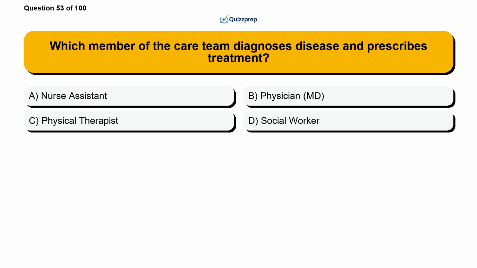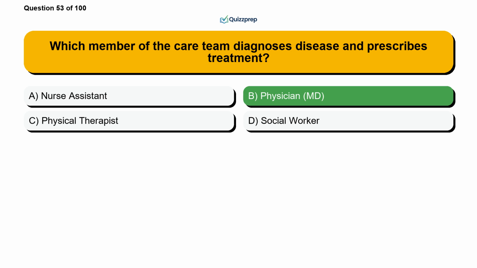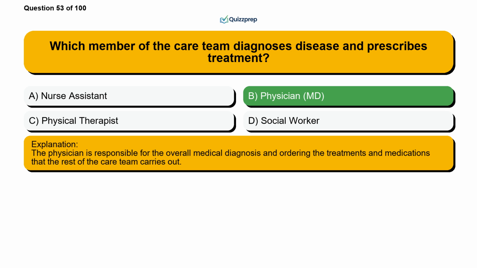Question 53. Which member of the care team diagnoses disease and prescribes treatment? Option A, nurse assistant. Option B, physician, MD. Option C, physical therapist. Option D, social worker. The correct answer is option B, physician, MD. The physician is responsible for the overall medical diagnosis and ordering the treatments and medications that the rest of the care team carries out.